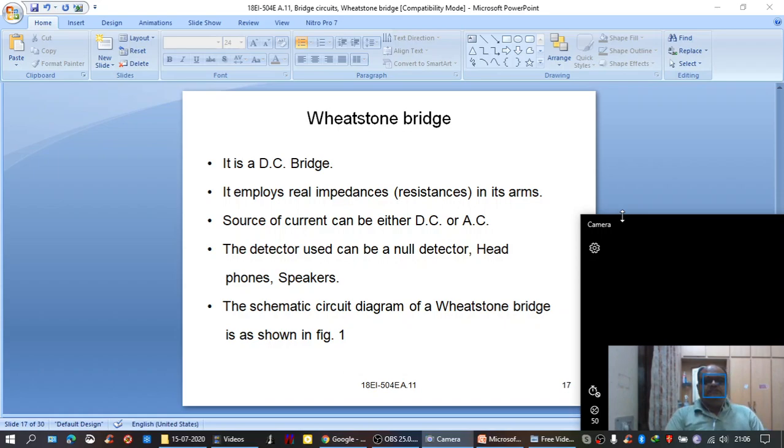In case of DC bridge circuits, only resistors are used. So the condition for bridge balance is R1 R4 equal to R2 R3. Whereas in case of AC bridge circuits, the condition for bridge balance is magnitude of Z1 into magnitude of Z4 equal to magnitude of Z2 into magnitude of Z3, and also the phase angle theta 1 plus phase angle theta 4 is equal to phase angle theta 2 plus phase angle theta 3.